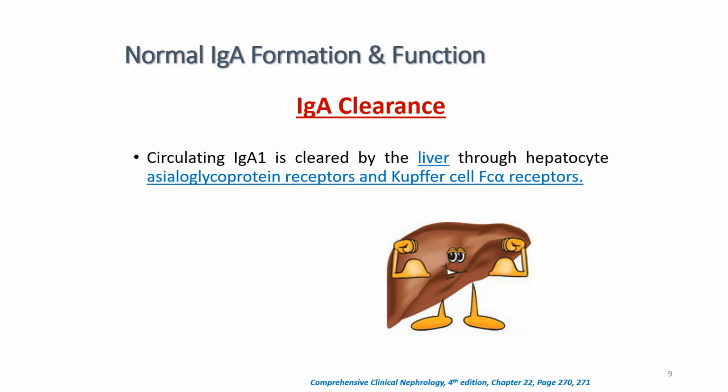Normally also, IgA clearance is through the liver. So as I will say later, any liver derangement or liver abnormality or disease may cause decreased clearance of IgA, with accumulation of IgA causing IgA lesion.